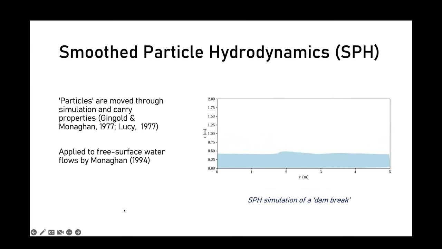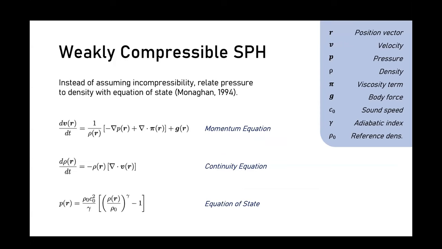The particular form of SPH that we're using is called weakly compressible SPH, and that's because it's purposely designed for water flows, and it handles water fluid boundaries quite nicely. The idea here is that we have a momentum equation, which we use to update the velocity of each particle. We have a continuity equation to update their density. And then we have an equation of state, which links the density back to the pressure. We compute this for each of our particles. And then at each time step, we move our particles using the velocity vector to a new position for the next time step.